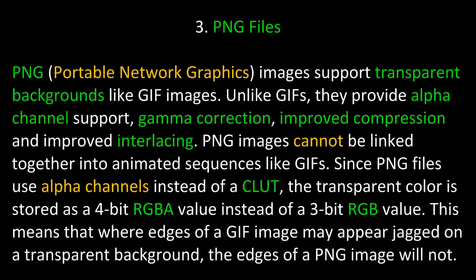Third are PNG files, or Portable Network Graphics. PNG images support transparent backgrounds like GIF images. Unlike GIFs, they provide alpha channel support, gamma correction, improved compression, and improved interlacing. PNG images cannot be linked together into animated sequences like GIFs. Since PNG files use alpha channels instead of a CLUT, the transparent color is stored as a 4-bit RGBA value instead of a 3-bit RGB value. This means that where edges of a GIF image may appear jagged on a transparent background, the edges of a PNG image will not. For this reason, PNG image files are used frequently on the internet.